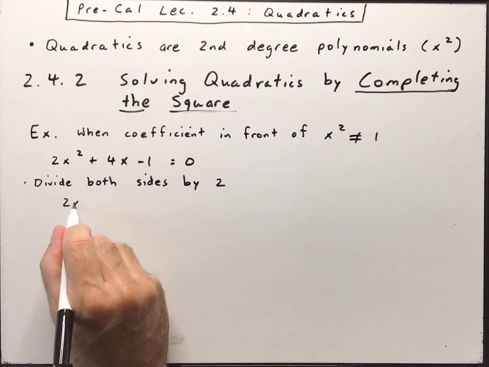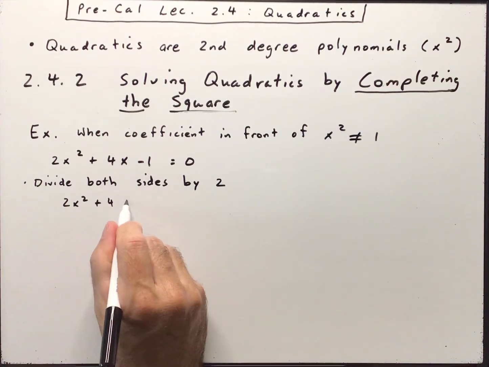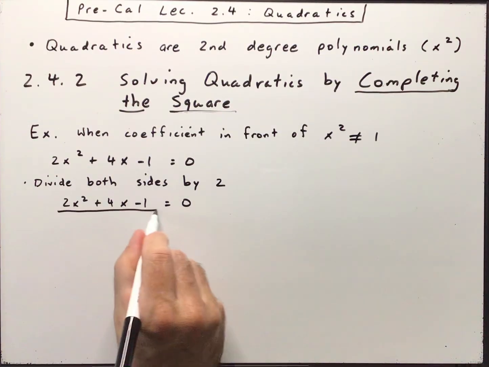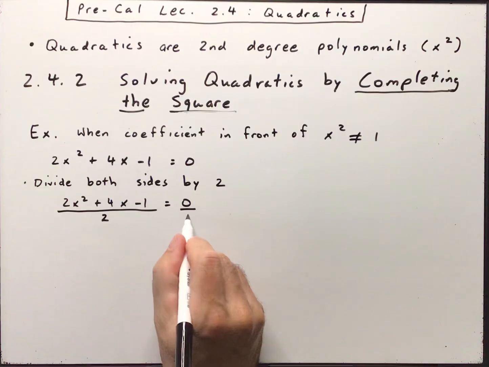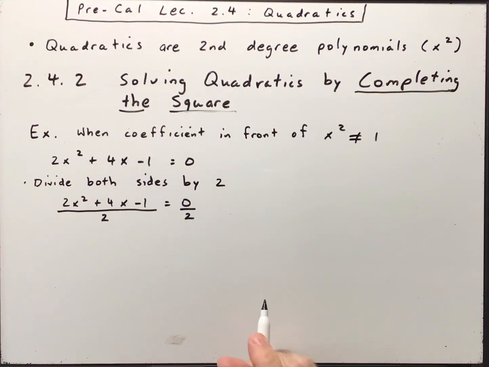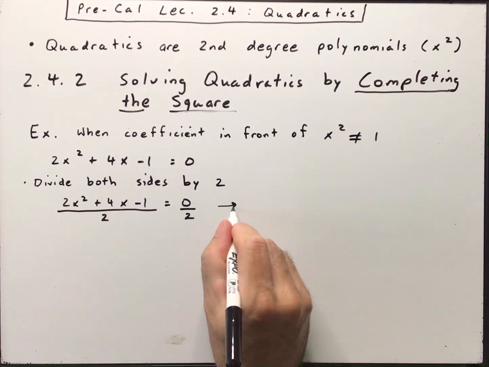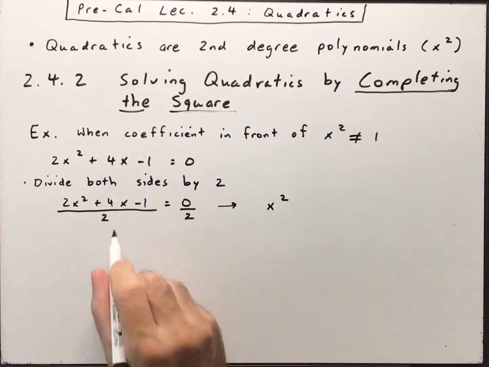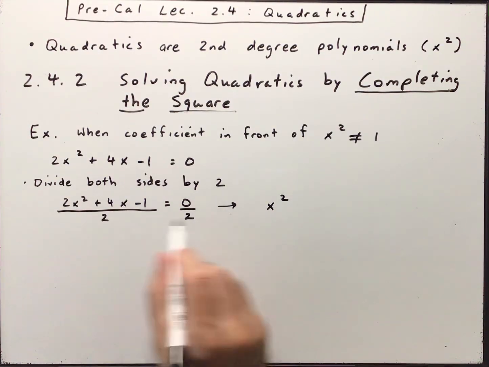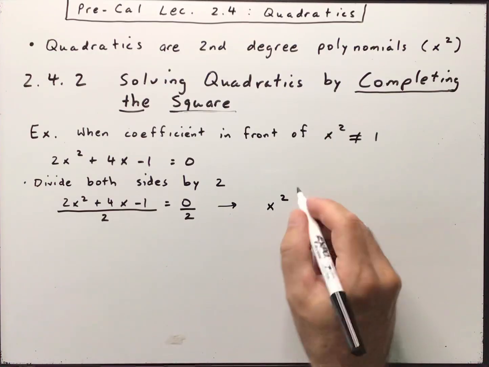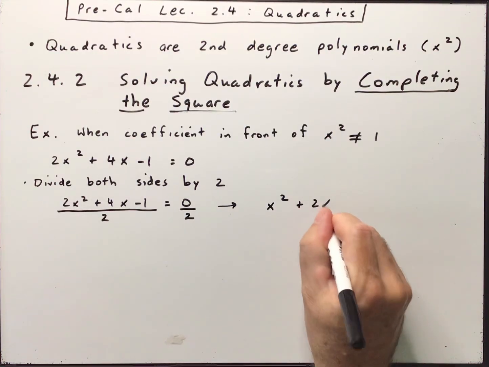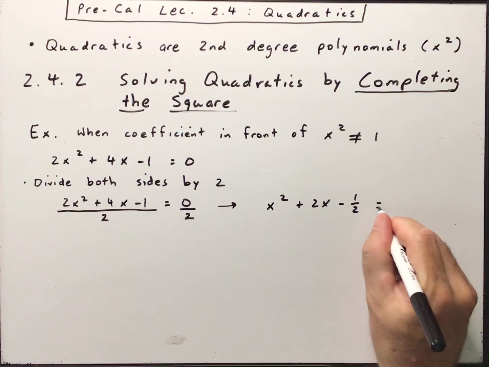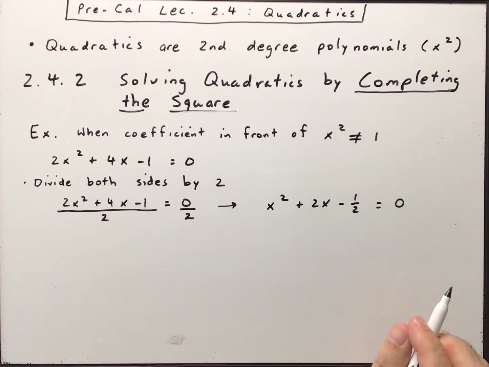So I would have 2x squared plus 4x minus 1 equals 0. I'm going to divide all of those terms by 2, and then the right side also by 2. So when you do that, 2 into 2x squared is just x squared. But it's legal to do that as long as you do it to both sides. So 2 will go into 4 2 times, so plus 2x minus 1/2. And 0 over 2 is just 0.